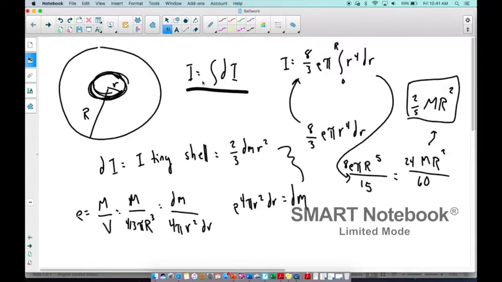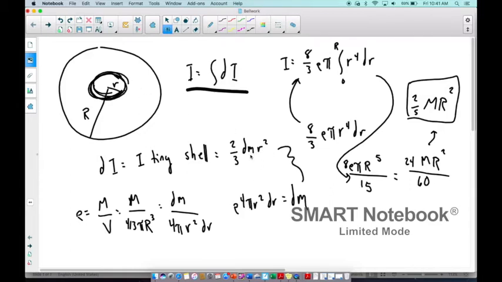So what I need to do now that I've identified this shell is identify its little tiny rotational inertia. This requires you to either derive or know the rotational inertia for a shell. We've done that in the past. I'm not going to take the time to repeat it, but it's 2/3 mr squared. So my dI, the tiny little rotational inertia piece of each tiny little shell, is going to be 2/3, the mass is dm, little tiny mass, and the radius is little r squared.